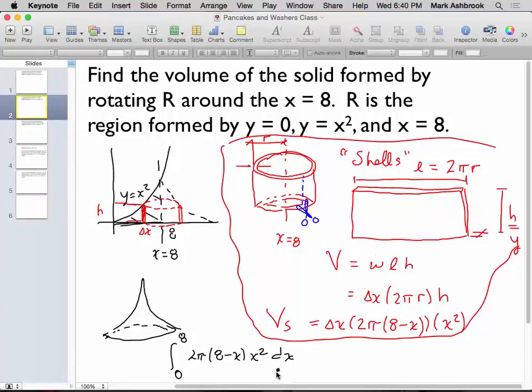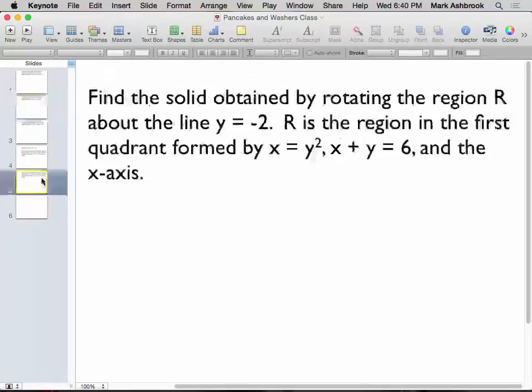And that should give us the exact same value that we got when we did pancakes, because it's the same volume. It's the same volume, so you should get the same answer. Questions on that? Does it make sense? Okay, so let's then, at the end of class, we had this one.